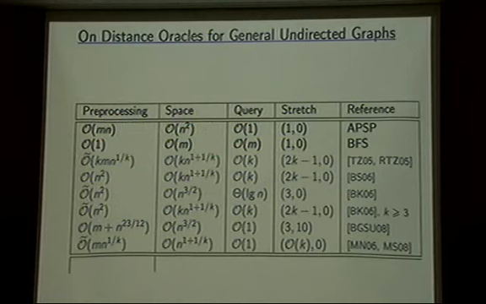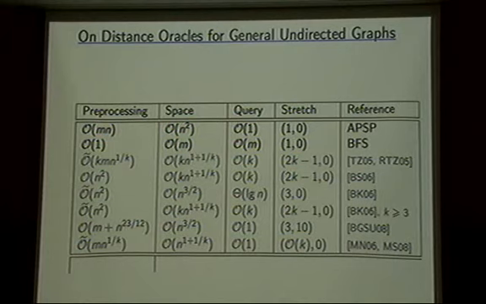Let's, for the moment, assume that the graphs are unweighted. The first two lines are the classical results. One is we could do all-pairs shortest path, which is that we create this big distance table I mentioned before. So the pre-processing time is going to be proportional to the number of edges times the number of nodes. And the space is going to be quadratic. But the query time is very efficient. We just make one table lookup. And the result is going to be optimal.